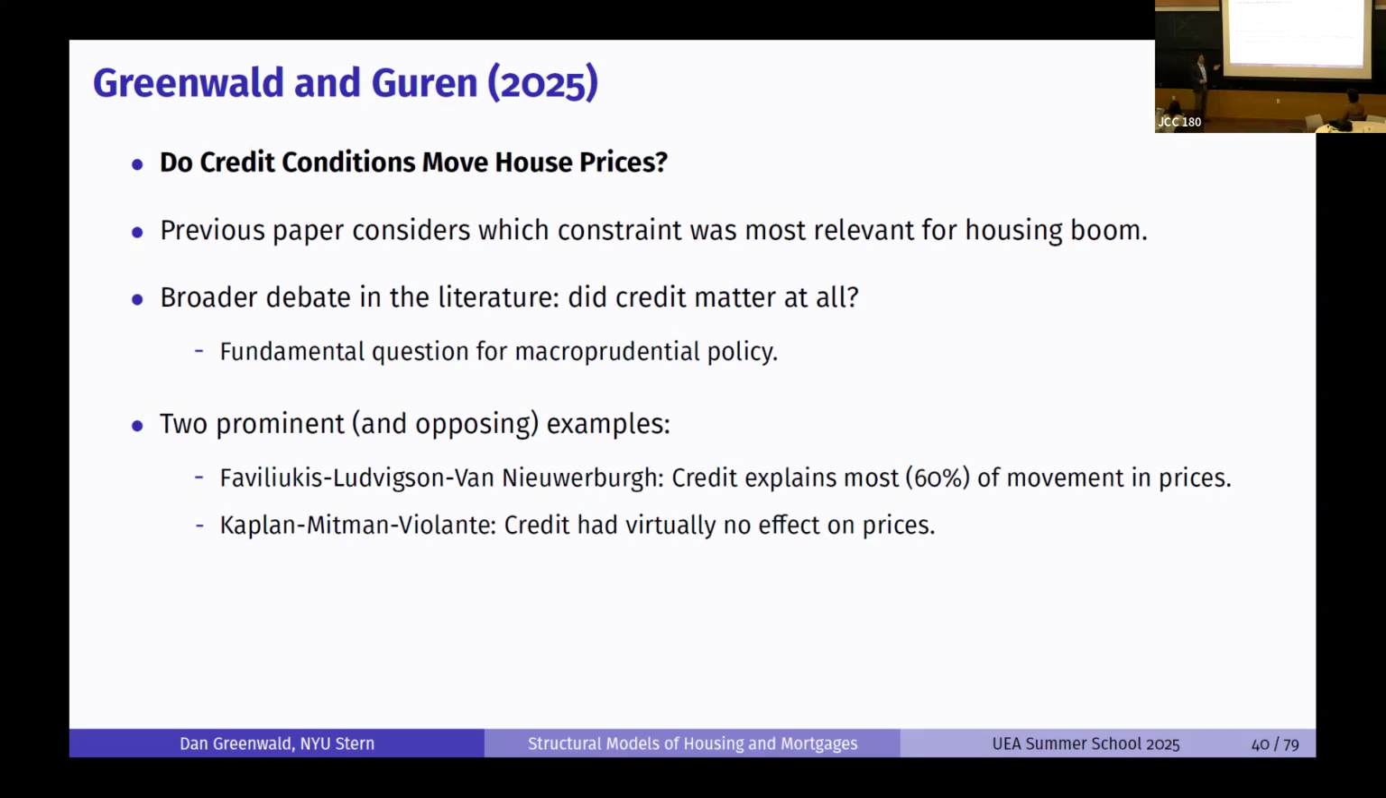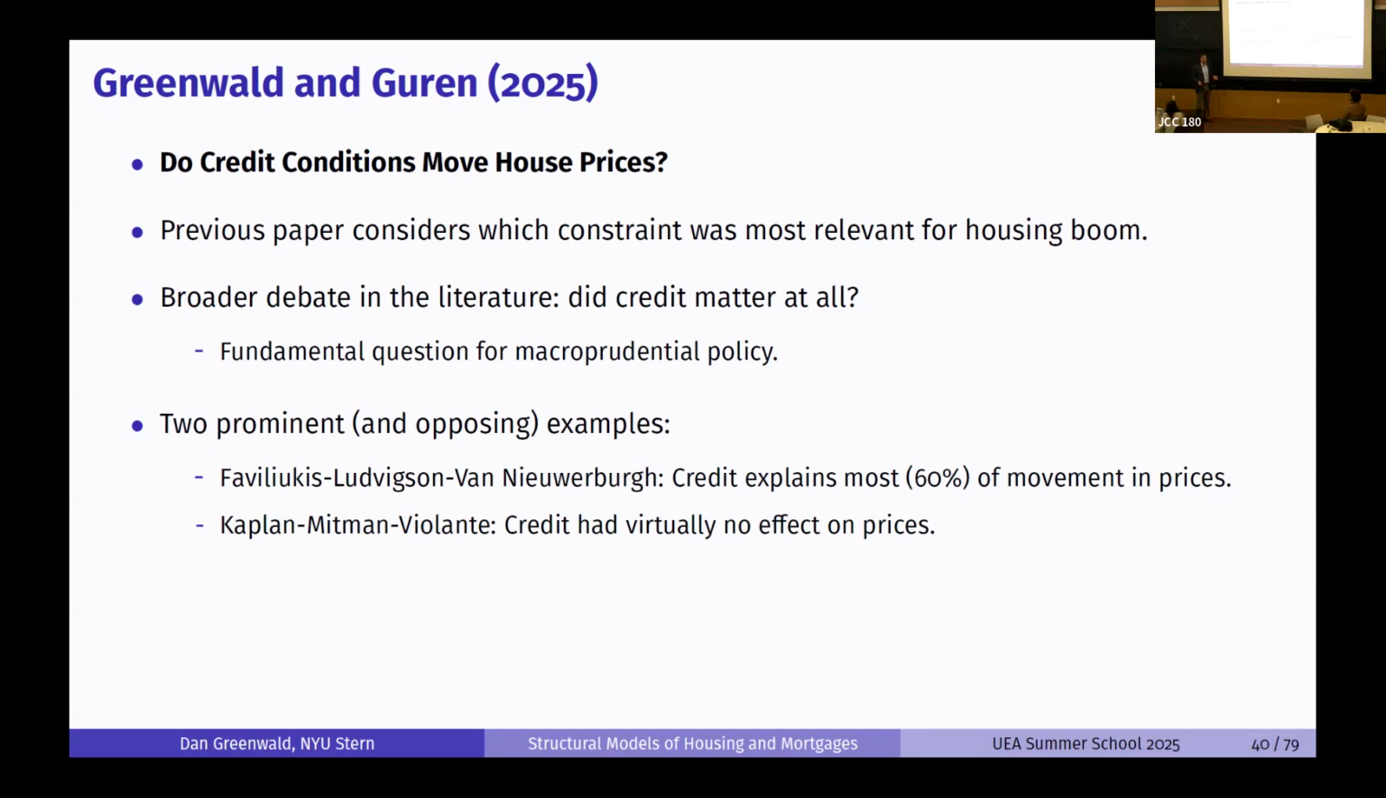Favelukas et al., they're both published in the JP. Favelukas, Ludvigsen, Van Nieuwerburg find that credit explains actually 60% of the movement in prices just from the relaxation of credit standards. Kaplan, Mittman, and Villante find that credit had virtually no effect on prices. So totally different results. And these are just two examples, but there's lots of different models out there trying to do this exercise and finding vastly different effects of credit on house prices. Some find it's very strong, some find it's very weak.